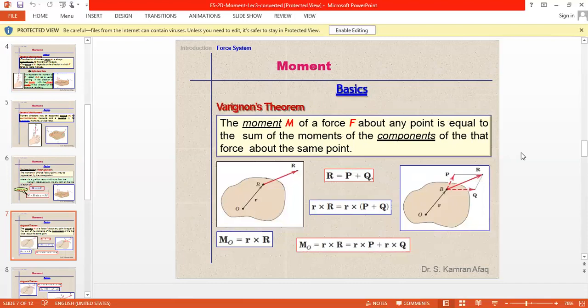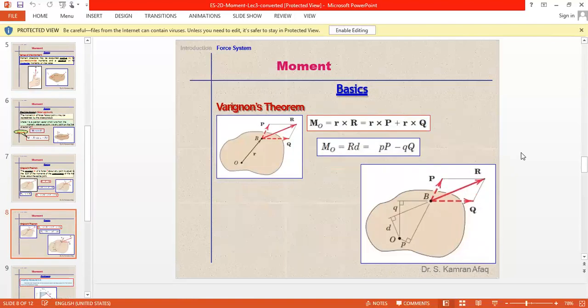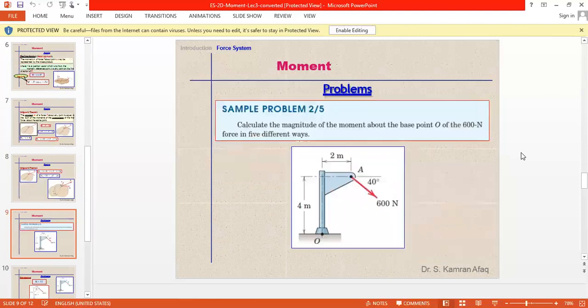Varignon's theorem. The moment M of a force F about any point is equal to the sum of moments of the components of that force about the same point. Let R be equal to P plus Q. So r cross R is equal to r cross (P plus Q). This is an explanation of the theorem. Like M naught is equal to r cross R, which is equal to r cross P plus r cross Q.